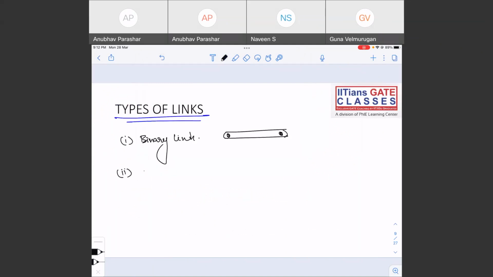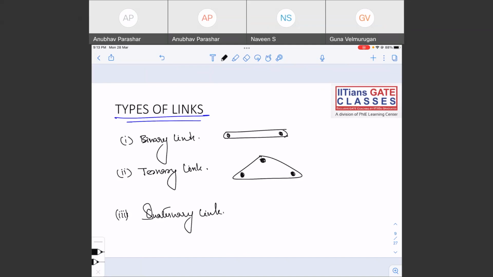Ternary link. What is a ternary link? It will look something like this, or any link where you can join three other links. Any link where you can join three other links is known as ternary link, right? And you can have quaternary link. So what is a quaternary link? Any link where you can join four other links is known as quaternary link. Just know the difference.